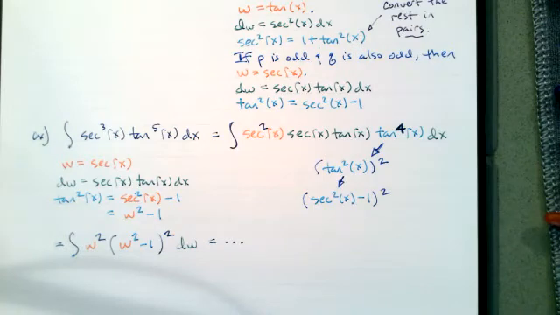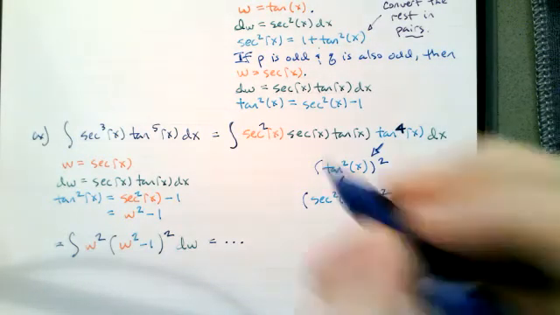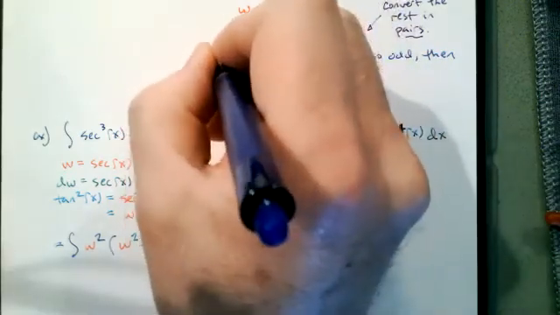Any questions? So notice that P can really be anything it wants as long as Q is strictly odd, an integer and odd, because one of the tangents needs to be saved for the dw. Then we'll have an even number of tangents left that we can convert into secants, which become the w. So that's an important thing to note.